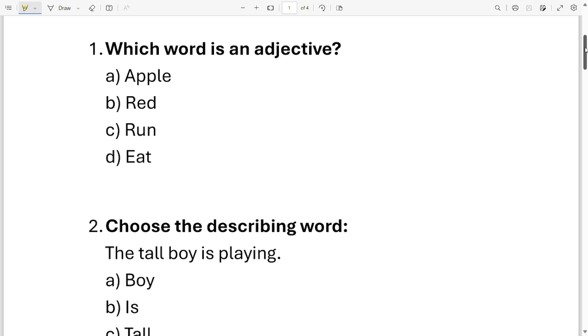The first question is, which word is an adjective? Here are your options. You have to find out which of these options is an adjective. Your options are apple, red, run, eat. These are the 4 words. Can you identify which word is an adjective out of these 4 words?